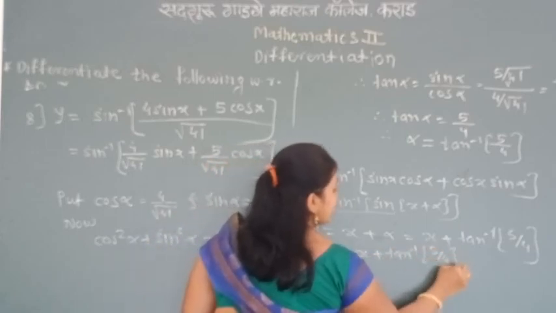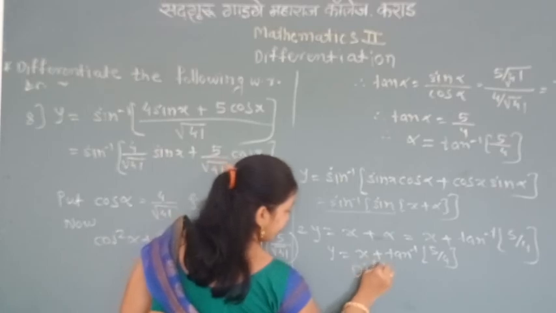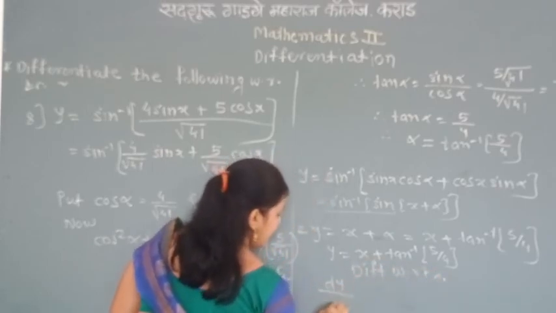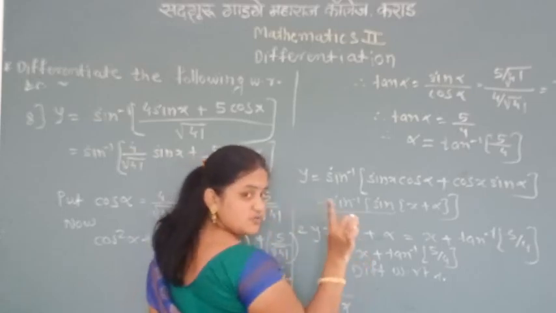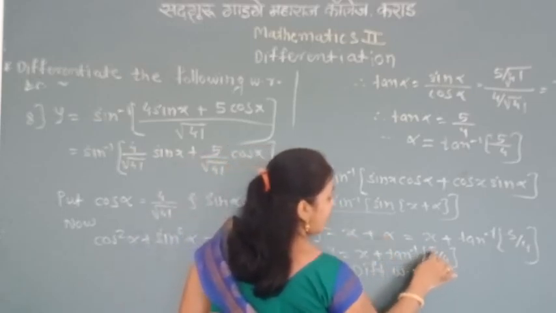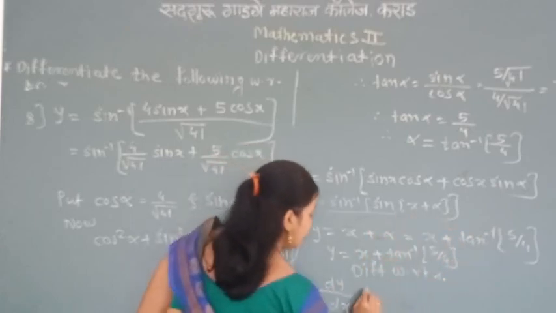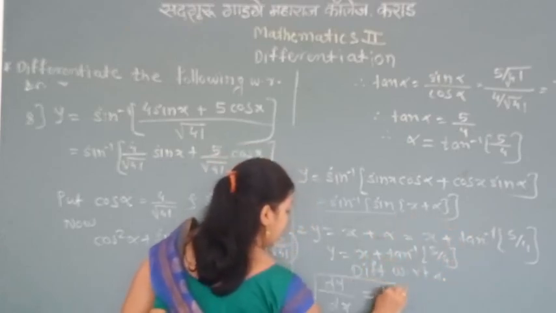So differentiate with respect to x. So dy by dx is equal to, x derivative is 1. Tan inverse 5 upon 4, the whole term is a constant, the derivative is 0. So your answer is only 1.